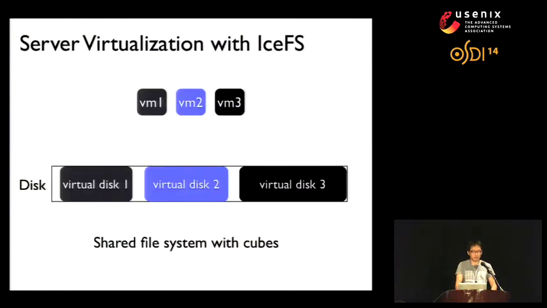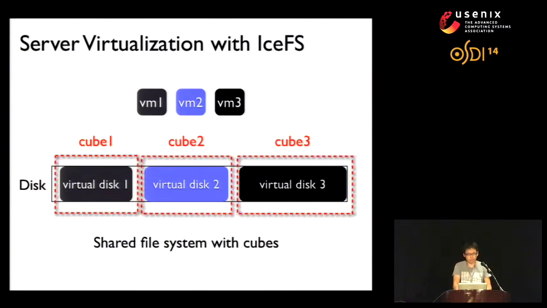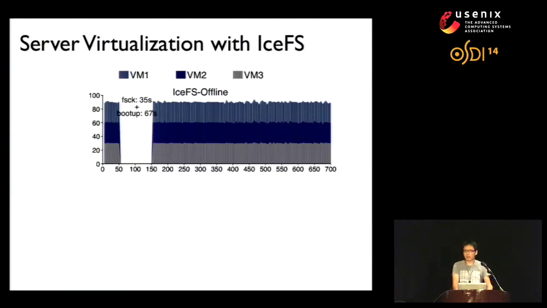We can do better in IceFS. We can provide a cube to protect each different virtual machine disk image. Like in this case, we can put them in 3 cubes. Now for every cube, any failure related to a cube will only affect itself, and will not affect the rest of the file system. So we do the same experiment.